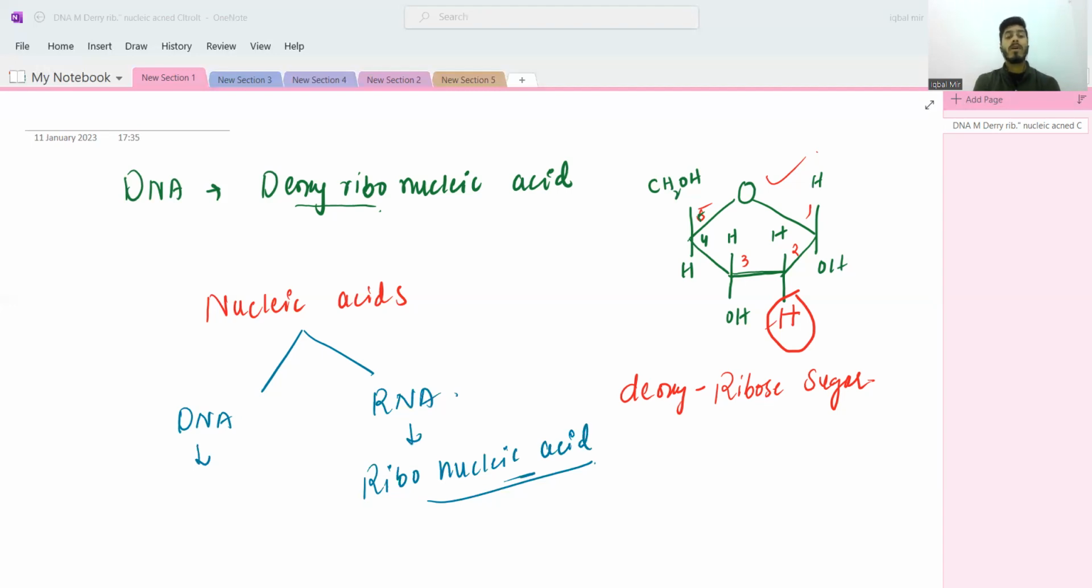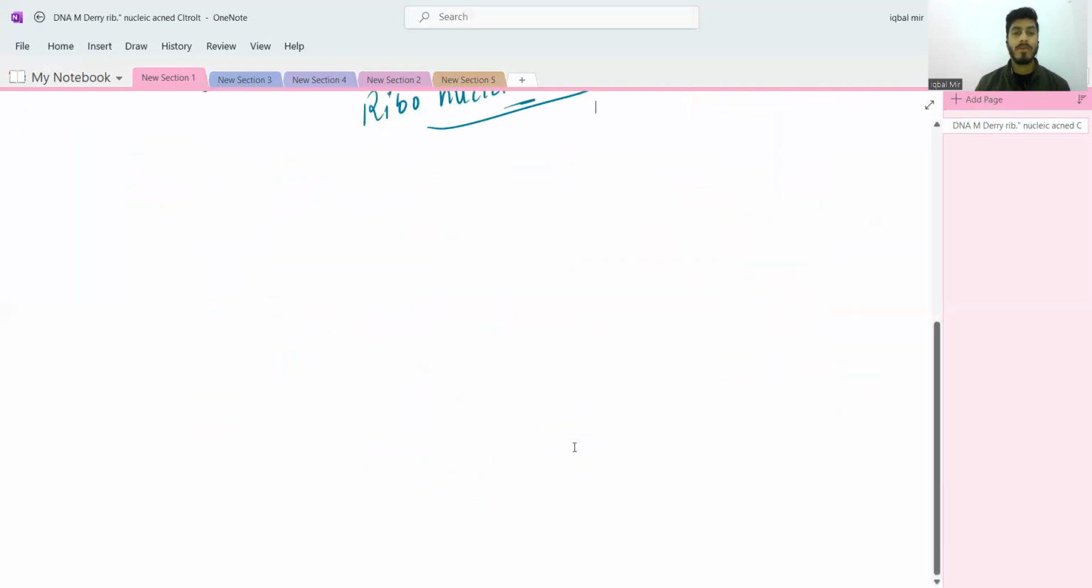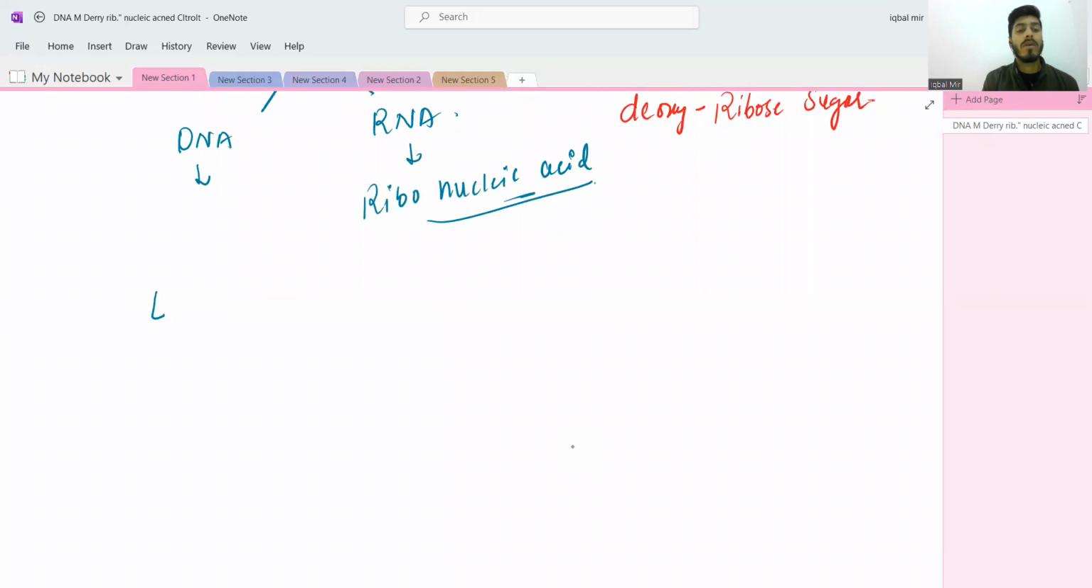So students, DNA is the genetic material in all living organisms except some viruses where the genetic material is RNA. If we talk about the number of nucleotides in the DNA in E. coli, they are almost 4.6 into 10 raised to power 6 base pairs. So the DNA in E. coli has 4.6 into 10 raised to power 6 base pairs.